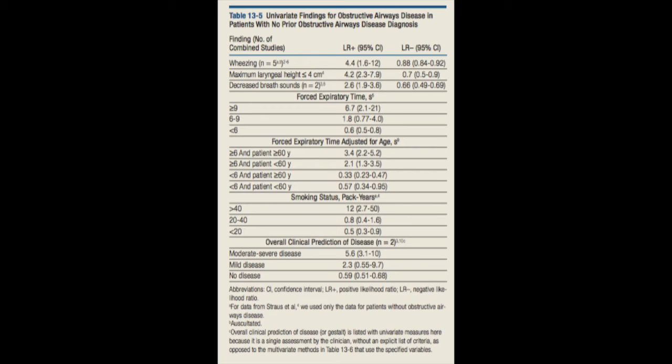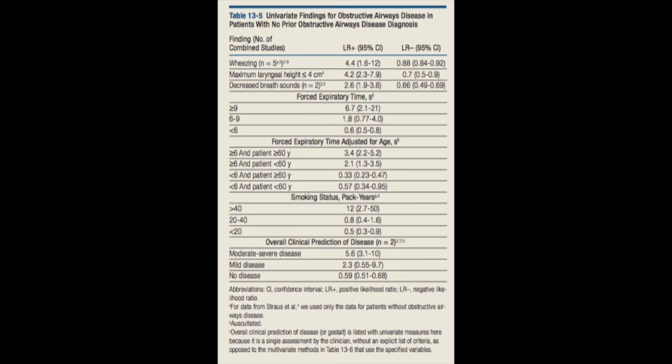Note that some of the oscillatory findings, such as wheezing, are a little bit more predictive than they were in our previous list. Here, wheezing has a positive likelihood ratio of 4.4. So if it's present, it's actually quite suggestive that this patient may have some mild obstructive pulmonary disease.